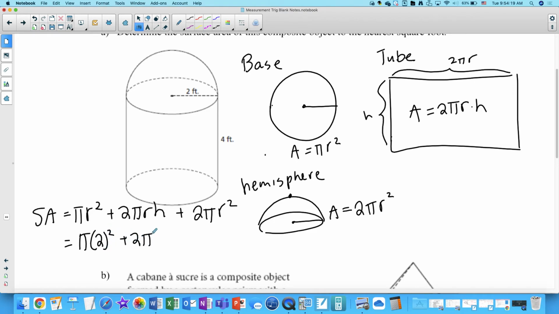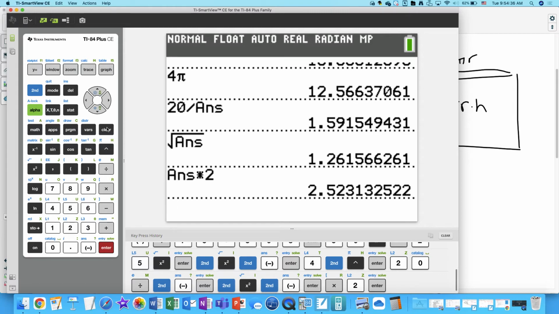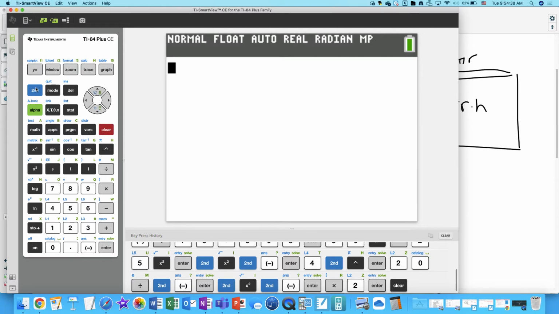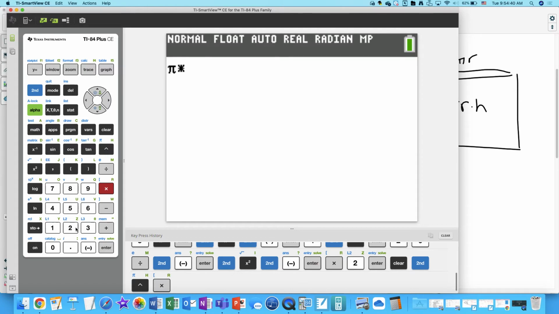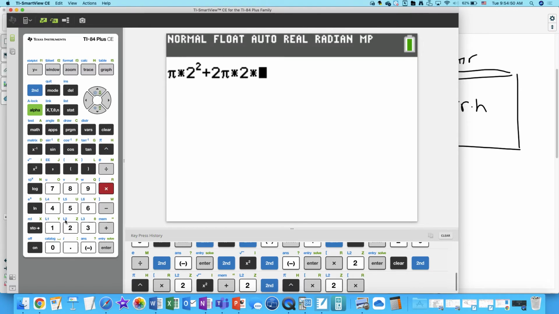And so that's pi r squared plus 2 pi times the radius, which is 2, times the height, which is 4, 2 pi r h, plus 2 pi r squared. Okay, and then that comes out to be 87.96, so what were we asked to round to here? Nearest square foot, so that's 88 square feet.